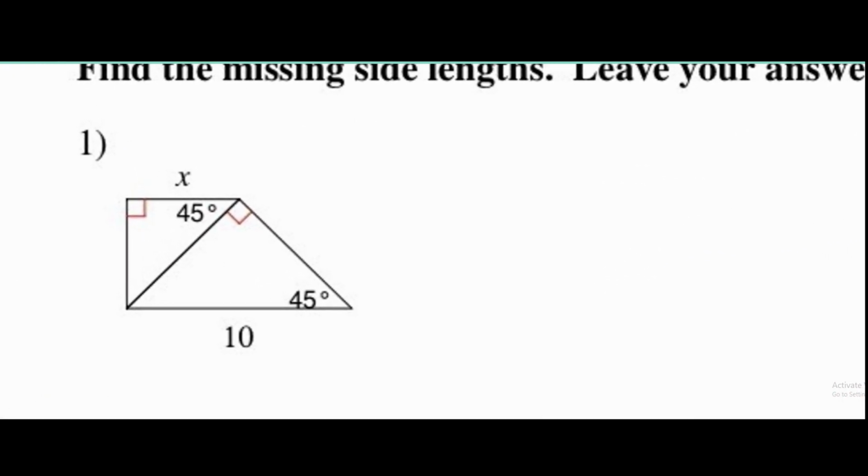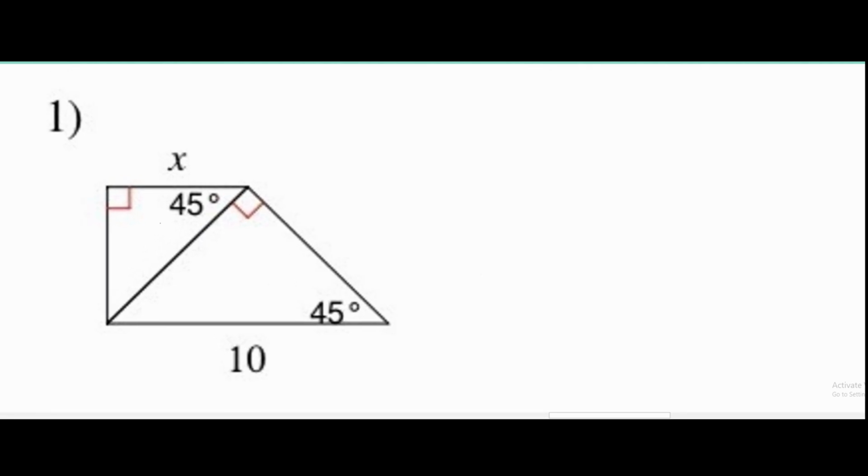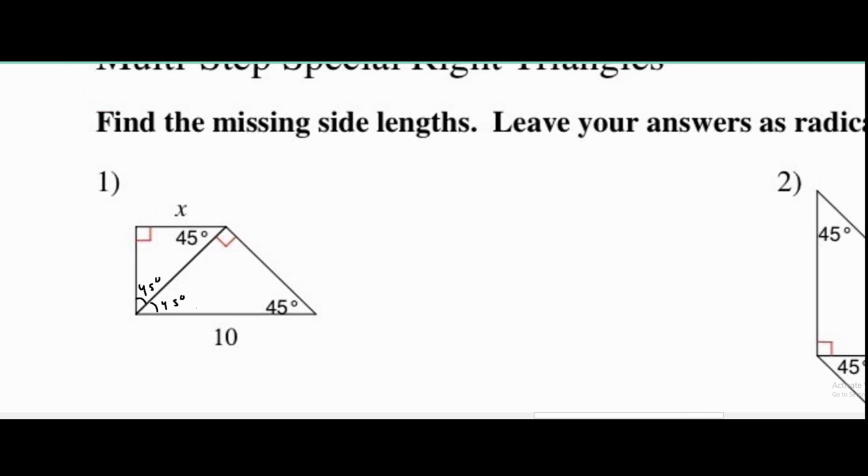So we're given two side lengths. We're given two angles and one side length. Our angles I will draw in black. So we have a 90-45, which means this is also a 45-degree angle. And in this other triangle, we have a 90-45, and this is also a 45-degree angle. So now that we know this, we can start solving for our side lengths.